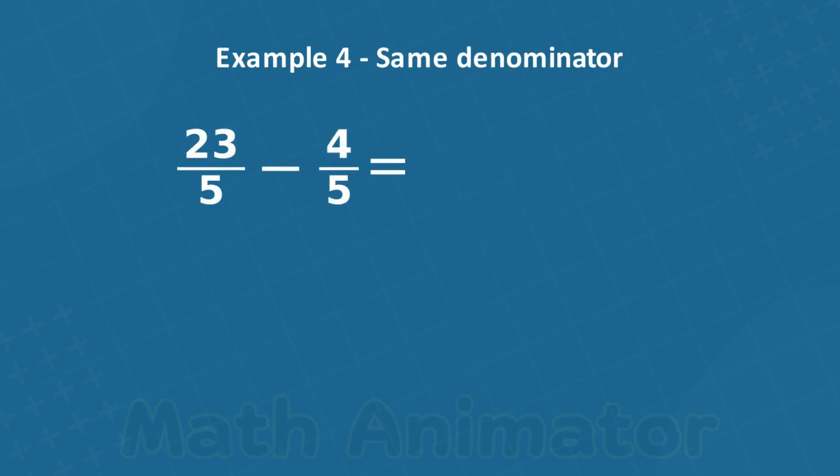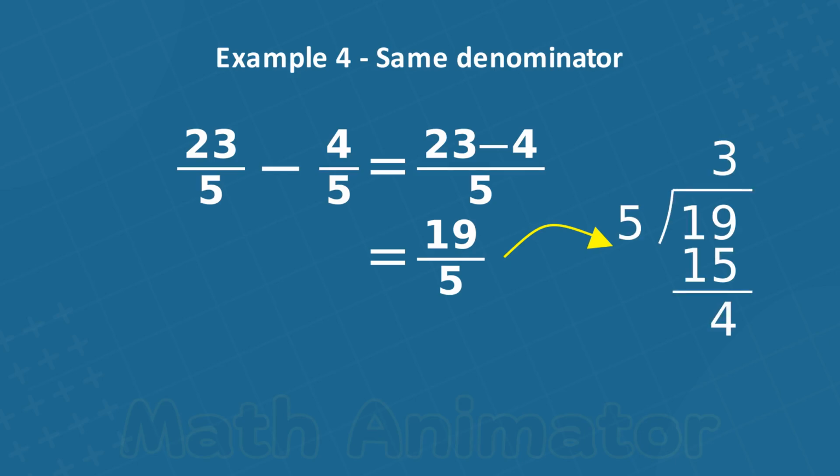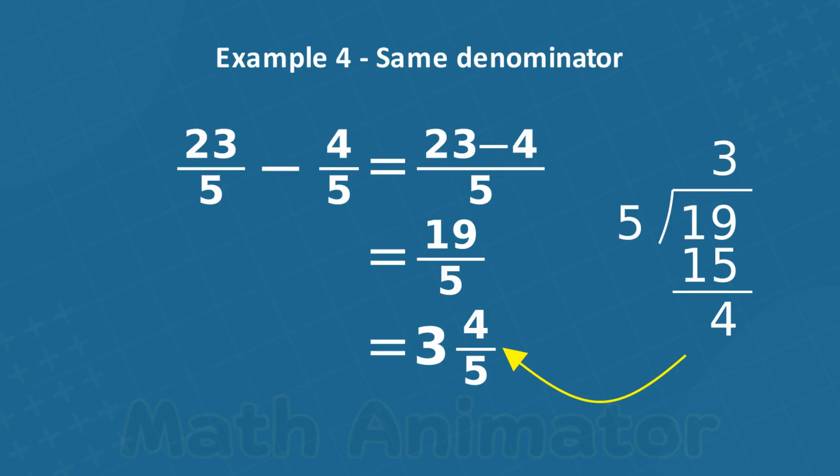Example 4. Find the result when 23/5 minus 4/5. The denominators are the same, we keep the denominator 5. Then, subtract 4 from 23 in the numerator. The result becomes 19/5. Since this is an improper fraction, we need to convert it into a mixed number. This can be done by dividing 19 by 5. Using the quotient and the remainder, we obtain the mixed number. So the final answer is 3 4/5.